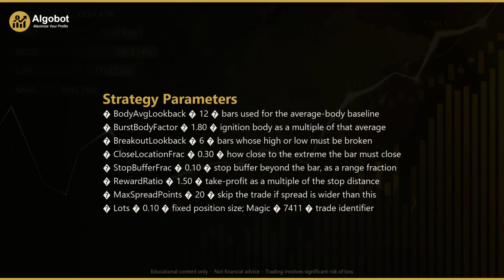The max spread points, at 20, is your scalping gate. If the spread is wider than this, the trade is skipped. Finally, lots sets your fixed position size, and the magic number simply tags these trades so the EA can manage its own positions without touching others. Always test changes on a demo account first.